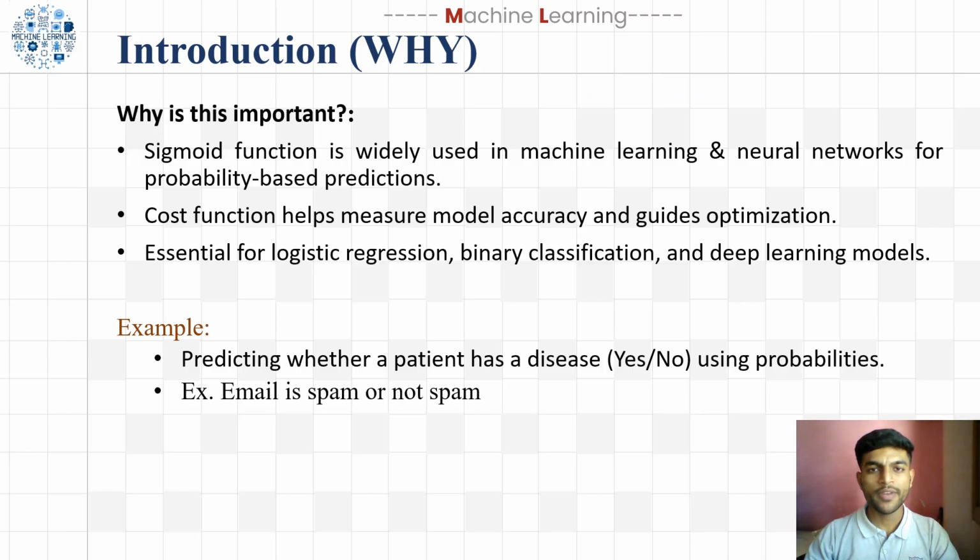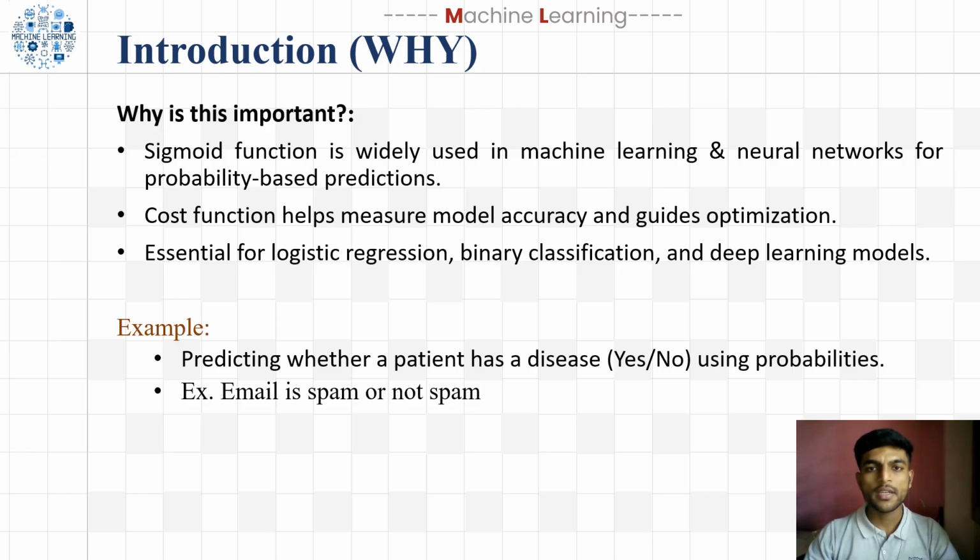So, why do we need the sigmoid function and cost function? In machine learning, especially in classification problems, we often need probabilities as outputs instead of raw numbers. For example, predicting whether an email is spam or not spam. We need a probability in between 0 and 1. This is where the sigmoid function comes in. It converts any real number into a range between 0 and 1.